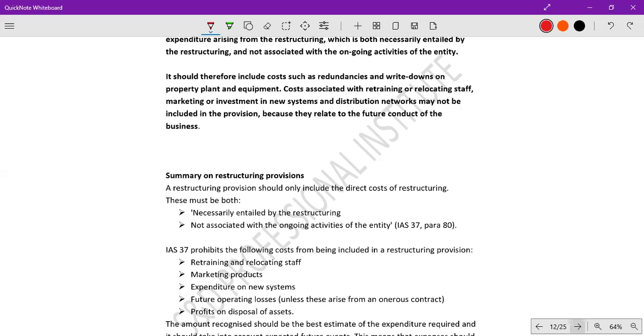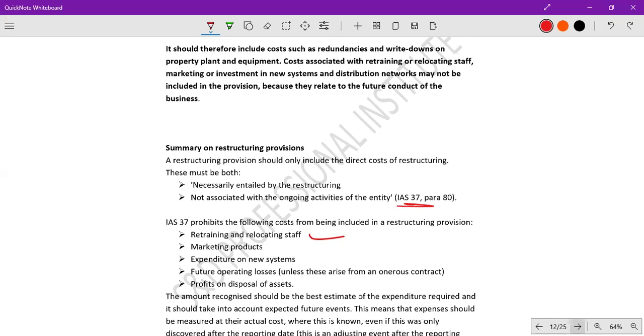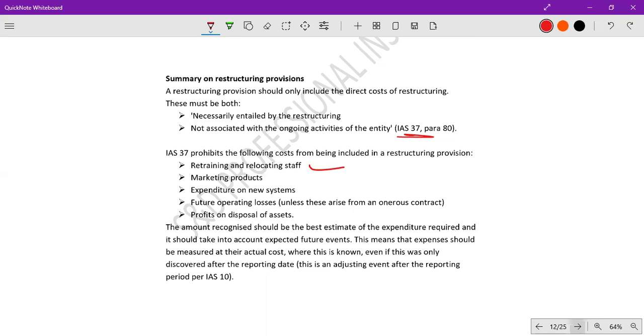Direct cost, necessarily entailed by the restructuring. No costs associated with ongoing activities. So we are talking of only direct costs. The costs that should not be recognized here are, if you are relocating staff, this cannot be provided as a provision. When you are marketing the product, or expenditure on a new system, it's just about this capitalization issue. It should be anything that is directly related. Directly related. Future operating losses.